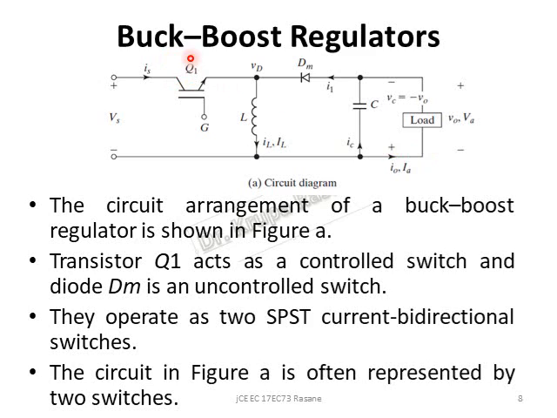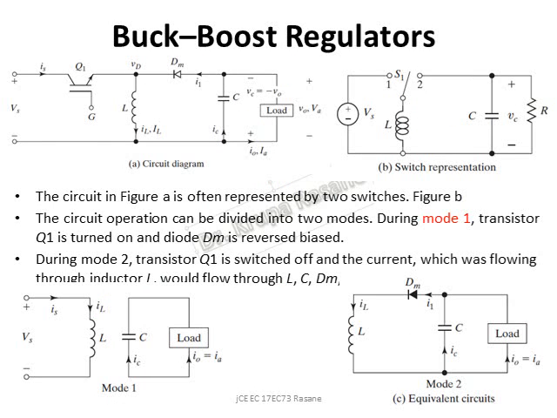Thus, transistor Q1 will act as a controlled switch, and the diode DM is an uncontrolled switch. So these two are the switches, and they operate as two SPDT. So I can convert this circuit to an equivalent circuit, which I will be showing soon, and we can replace it with two SPST current bidirectional switches. So this is how the buck boost regulator circuit can be shown with the switch representation.